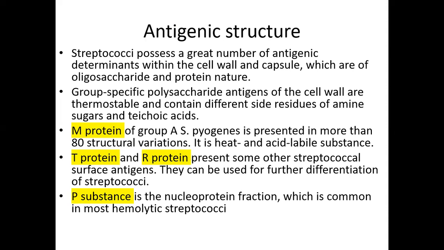M protein of group A, Streptococcus pyogenes, is presented in more than 80 structural variants. It is a heat and acid labile substance. By M protein, all Streptococci are divided into the serogroups A, B, C, D, and others. T protein and R protein are some other streptococcal surface antigens. They can be used for further differentiation of streptococci. P substance is the nucleoprotein fraction, which is common in most hemolytic streptococci.